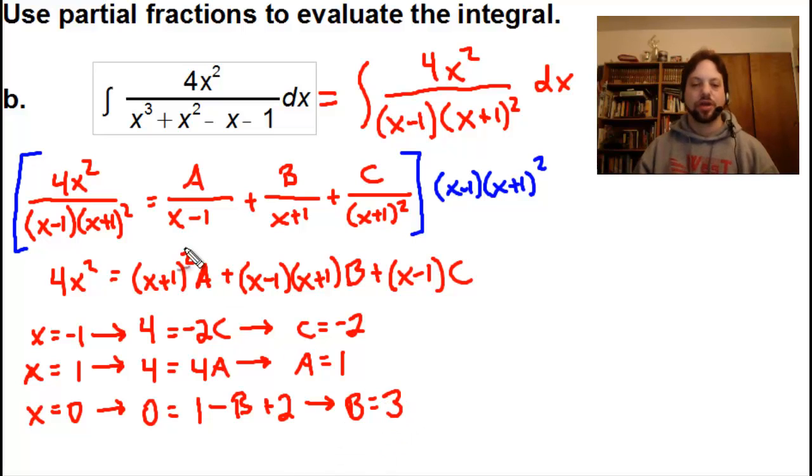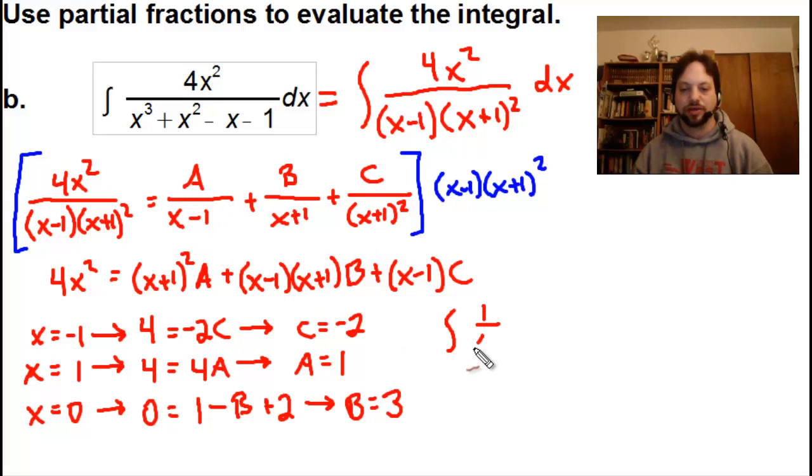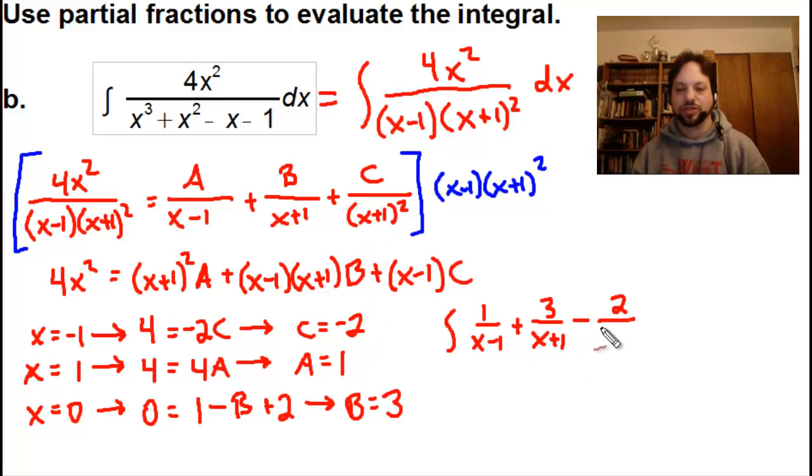And there we go. So this craziness right here is going to break down following this partial fraction decomposition. What we're going to end up with is the integral of a over x minus 1, so here is a over x minus 1, plus b over x plus 1, so here is my b over x plus 1. And finally, c over x plus 1 squared. There's my c. And so that'll give me minus 2 over x plus 1 squared.